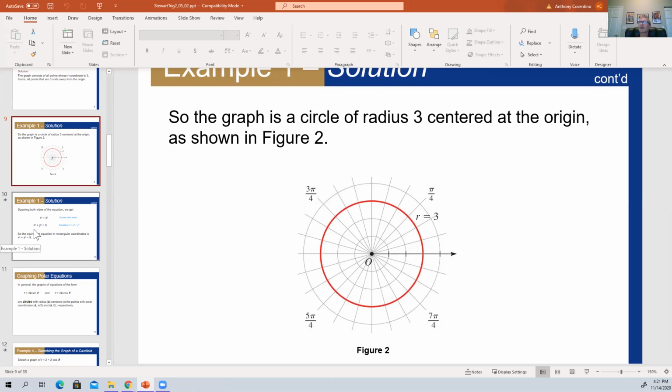So what about if we take a look at another equation? And I like to always do one for you by hand. So let me do this one. Let's say r equals 2 times a cosine of theta.